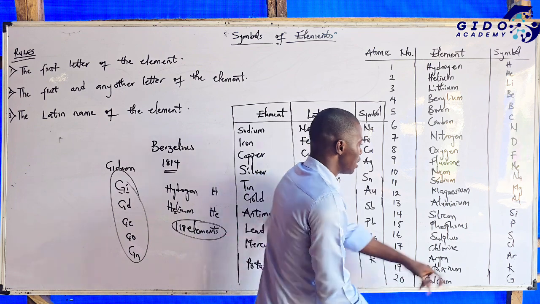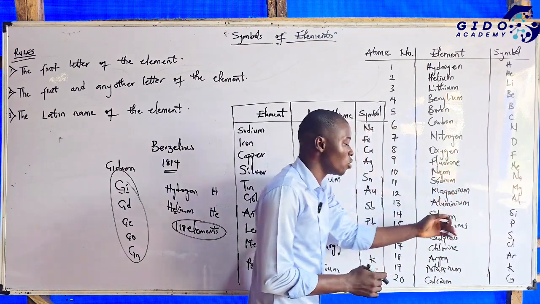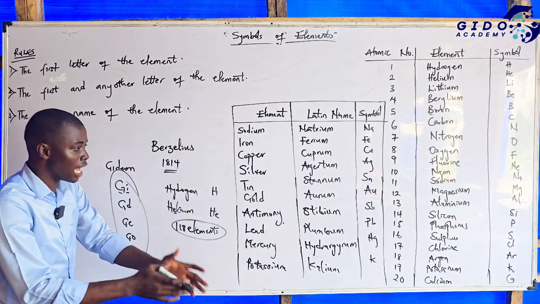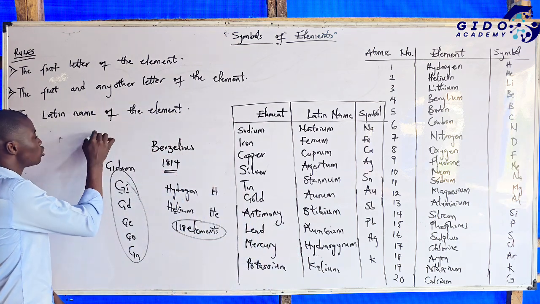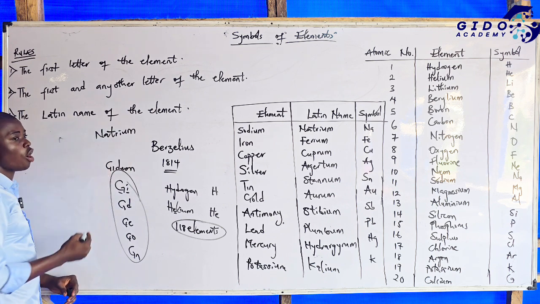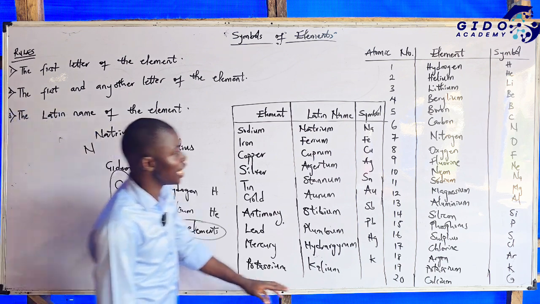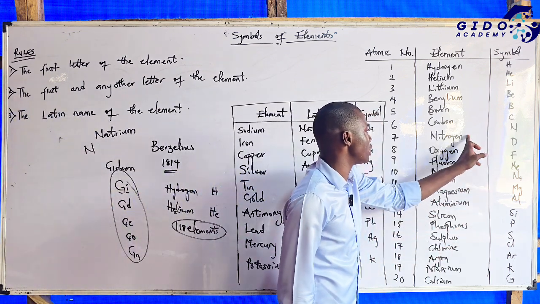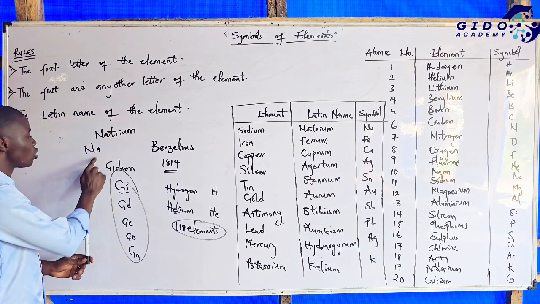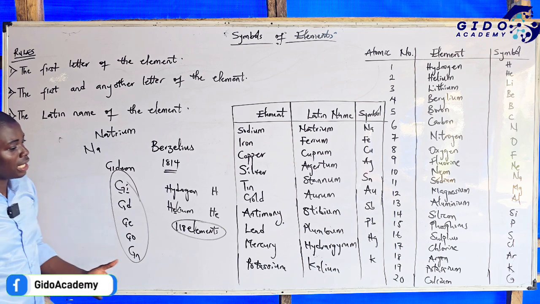Now, if you look at this, Na is for sodium. Why is Na for sodium, not So? That will bring us back to the third law, which is the Latin name of the element. The Latin name for sodium is natrium. So, originally, we can say let's use N for it. But if you look at the symbols here again, you know that N is already for nitrogen. So, the best thing to use is Na. That is what? Sodium.